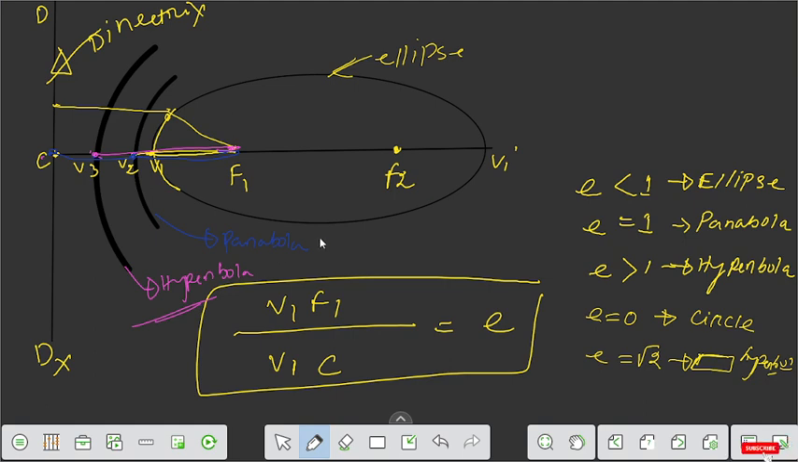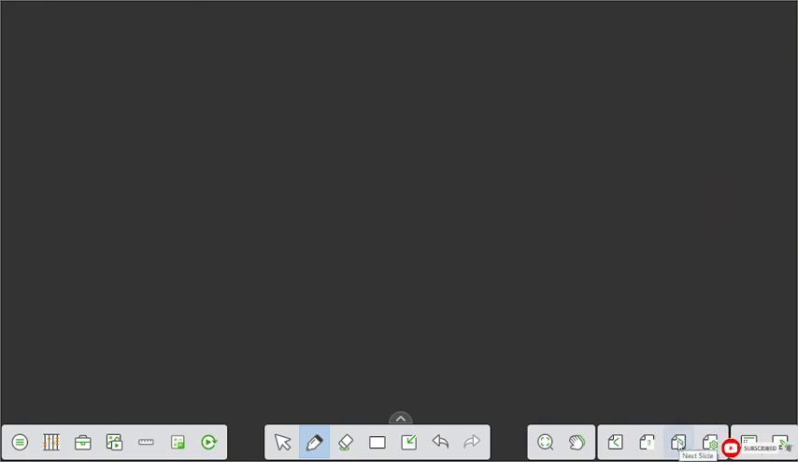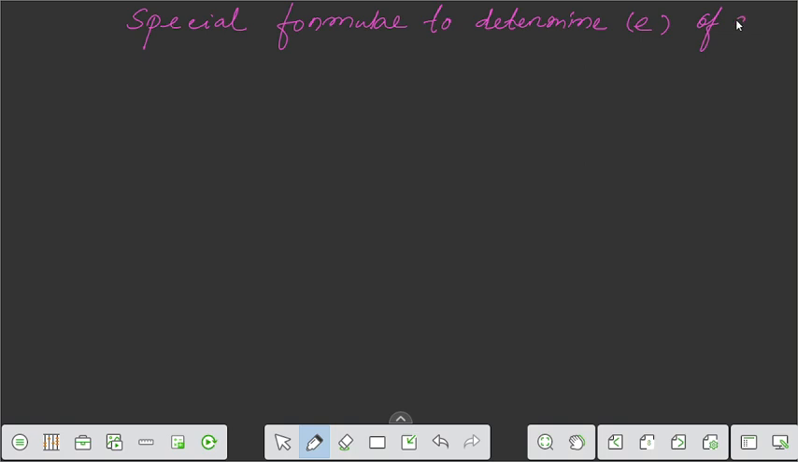Next we see some special formulas to determine the eccentricity of an ellipse. So write the heading: special formula to determine eccentricity of an ellipse.